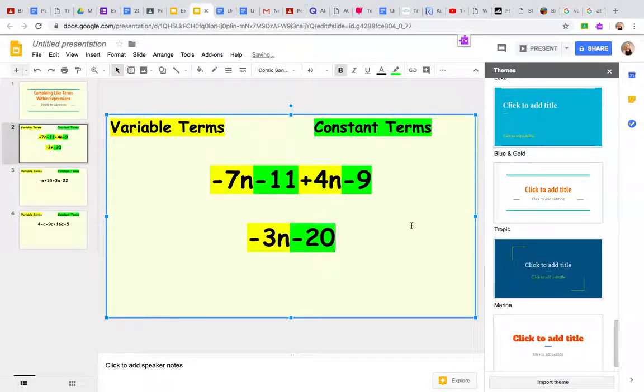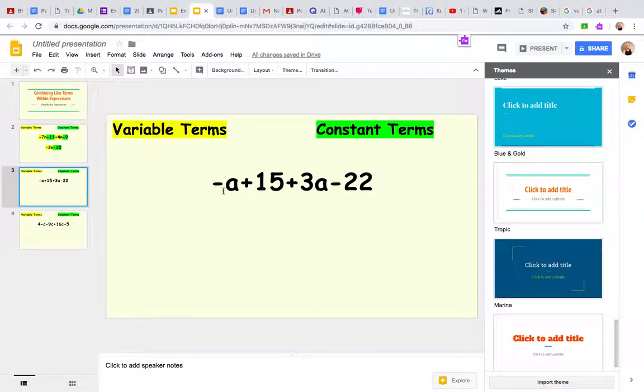I'm highlighting these and making sure that you can see them separate because I want to make sure that you guys understand that you do not put the constant term with the variable term. They're separate. So this expression has been simplified. There's nothing else that we can do with this problem. All right, so let's move on to another one.